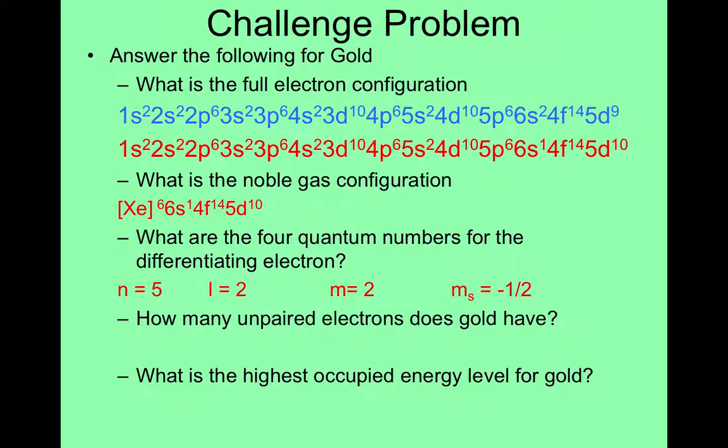How many unpaired electrons does gold have? It is going to have 1 unpaired electron in the S sublevel, and the highest occupied level for gold is the 6th. So that is the end of this unit.